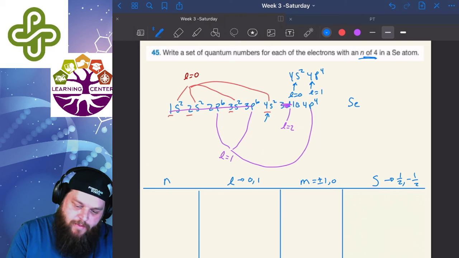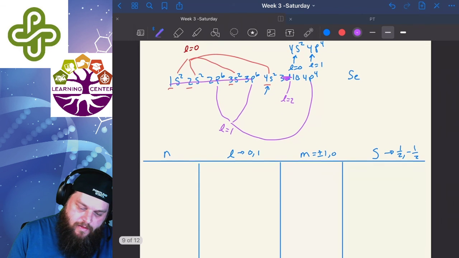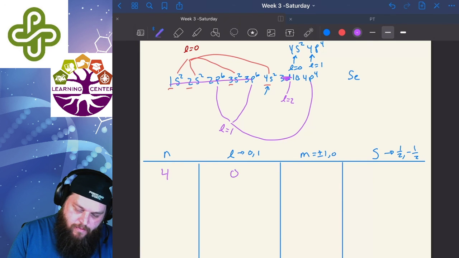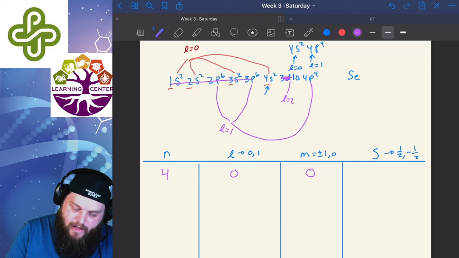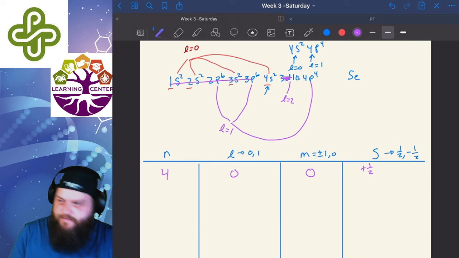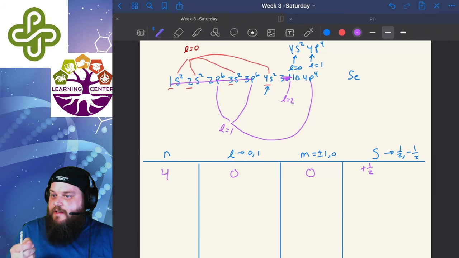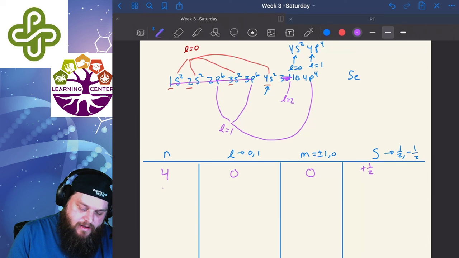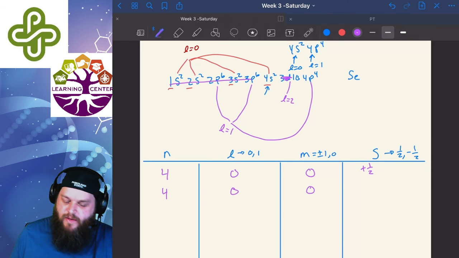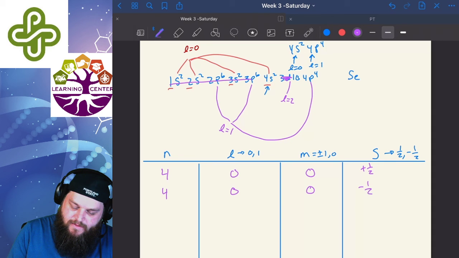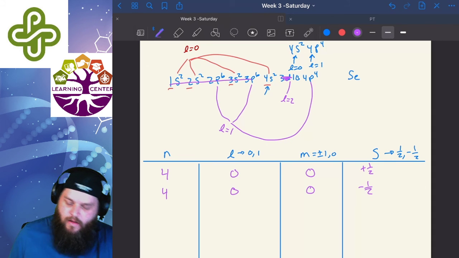So now we can start populating this table a little bit. For the 4s electrons, there's going to be some 4s which have an L of 0. When they have an L of 0, they're going to have an M of 0, and it can have a positive 1/2 spin. So that's the first electron in the 4s. The second electron in the 4s still has an L of 0. It has to. M, therefore, also has to be 0, but it's going to have a down spin of -1/2.